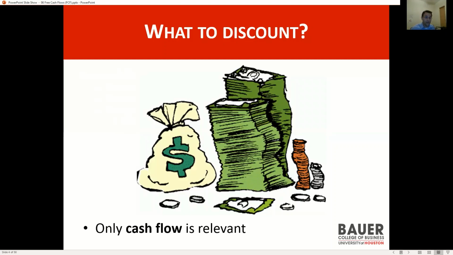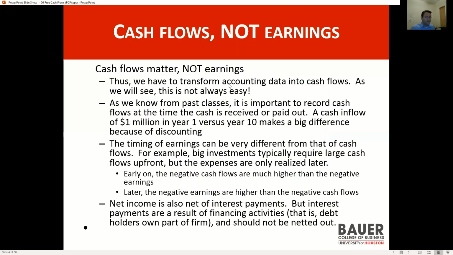Economically, cash is what you care about, because cash is what you can turn into whatever you want, right? You can go to the grocery store and buy groceries with cash. You can't go and buy groceries with income, right? No one's going to know what to do with the income statement that you showed to the teller at HEB or whatever. Okay, so we need cash. Cash flows are not earnings, so we need to be able to translate accounting data into the cash flows.